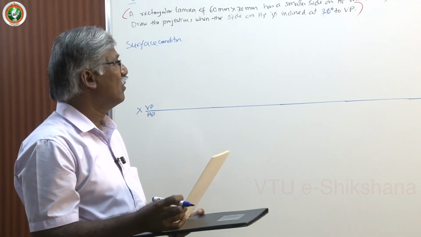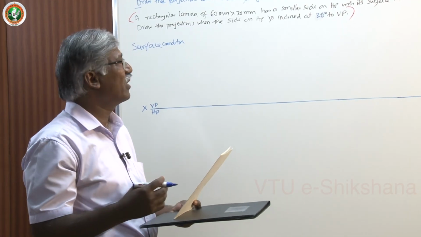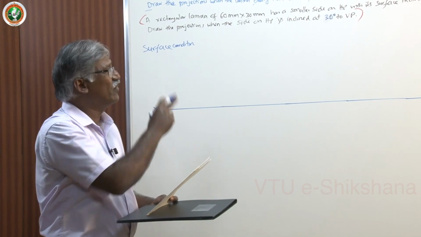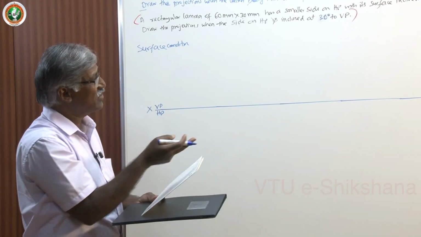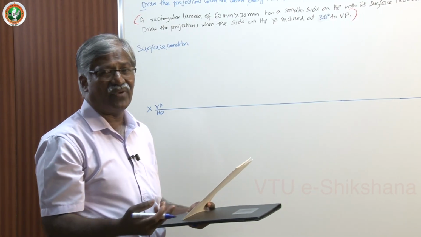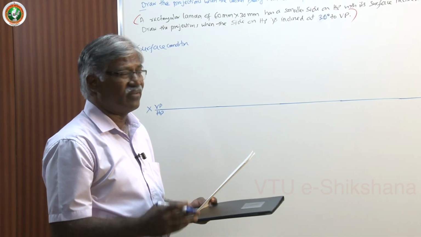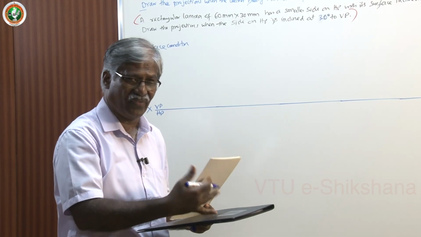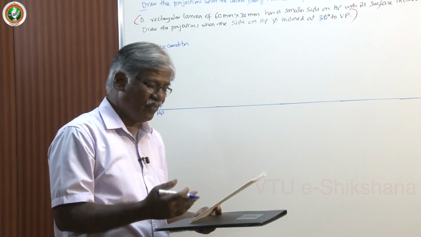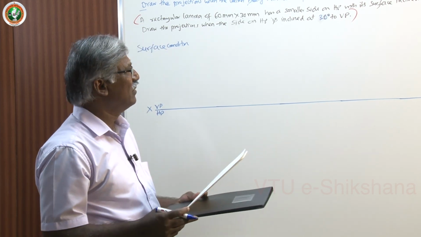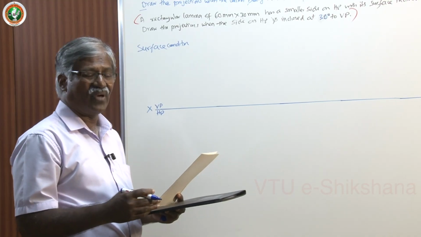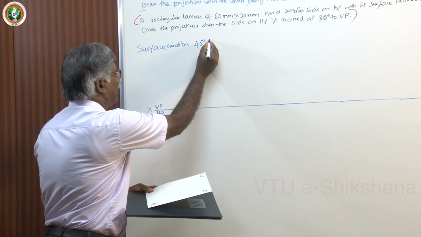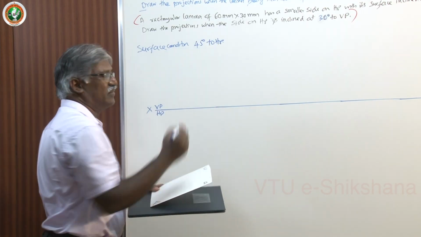In both versions you take the HP. The lamina being inclined at 45 degrees to HP is there in the first version, and in the second version the surface is inclined at 45 degrees to HP. Same information. This is the lamina, this is the surface of the lamina. So surface condition means it is inclined at 45 degrees to HP. It is very clear now.